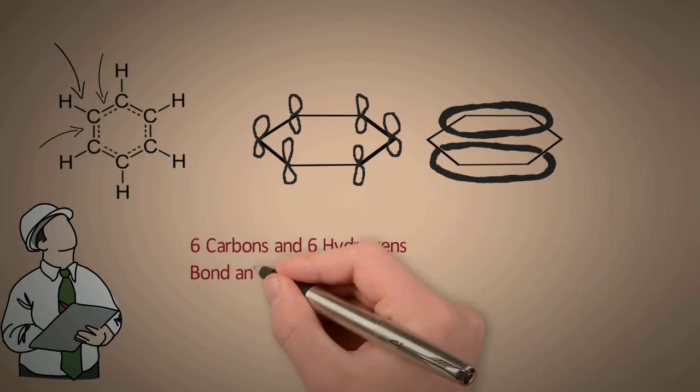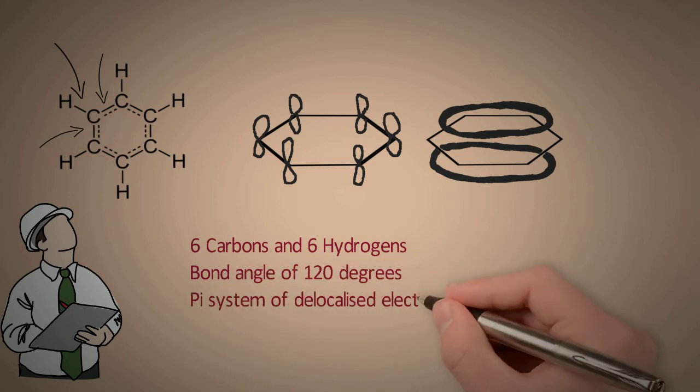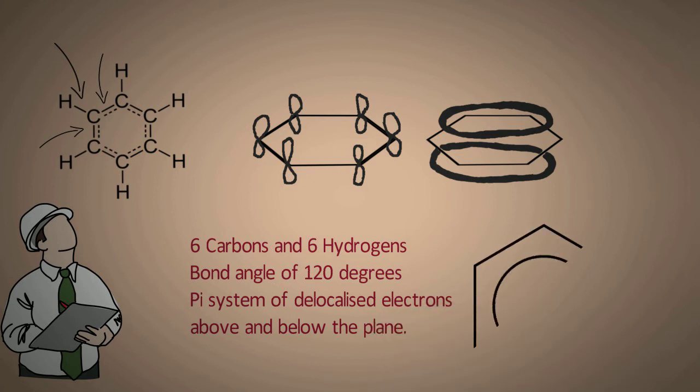So if we were to describe the structure, we can say benzene is a planar ring of 6 carbons and 6 hydrogens, with a bond angle of 120 degrees. It has a pi system of delocalized electrons above and below the plane, and we can simply draw it as a hexagon with a circle in the middle to represent the pi ring.